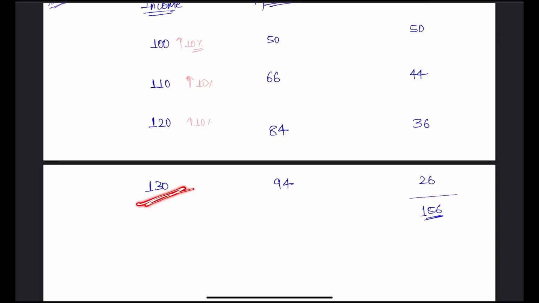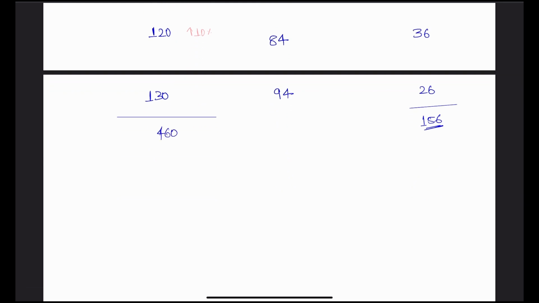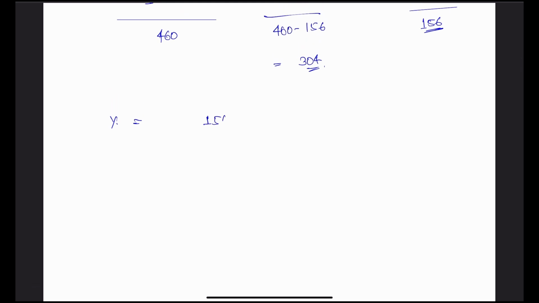Income minus saving is expenditure only. So for the income, what I can do is 100, 110, 120, 130. Let's take the sum of 100, 110, 120, 130: 360 plus 100, 460. So our expenditure will be 460 minus 156, which is nothing but 304. So in percentage terms, 156 upon 304 into 100.